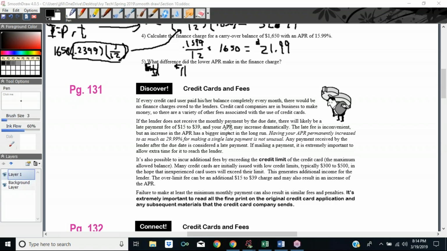It's extremely important to read all of the fine print on the original credit card application and any subsequent materials that the credit card company sends.